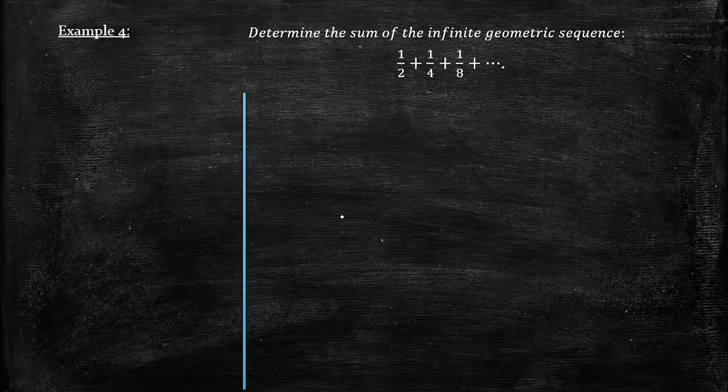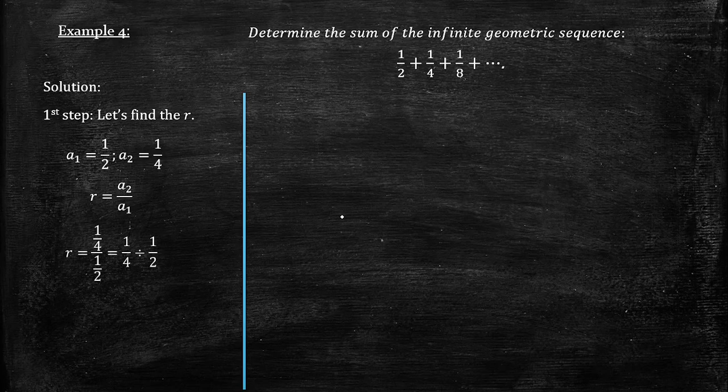So, example number 4. Let's determine the sum of the infinite geometric sequence 1/2 plus 1/4 plus 1/8 plus so on and so forth. So, the solution is, first step, let's find the common ratio. For finding the common ratio, we are going to use the first and the second term. The first term is equal to 1/2. The second term is equal to 1/4. Ratio is equal to A sub 2 divided by A sub 1. So, the common ratio is equal to 1/4 divided by 1/2.